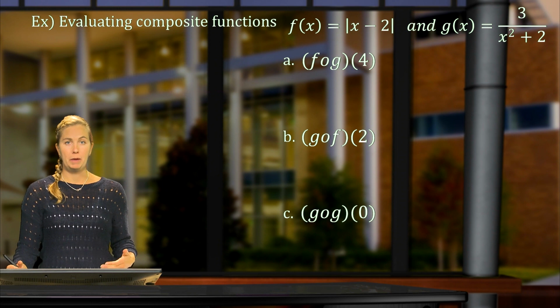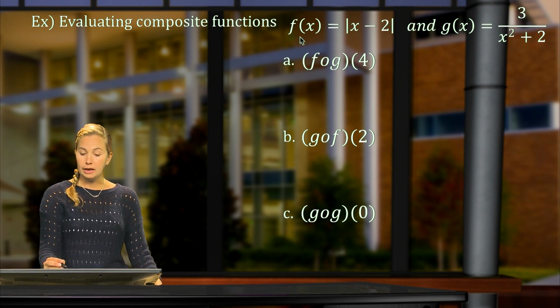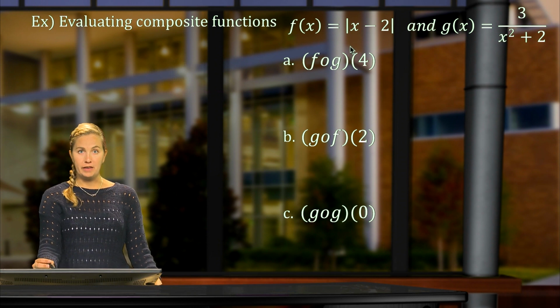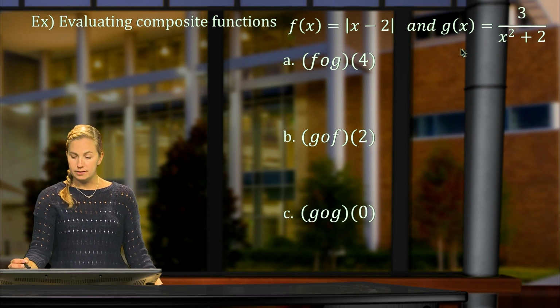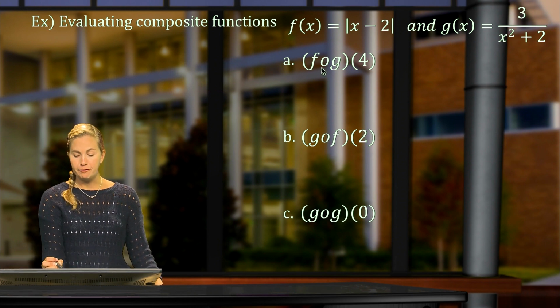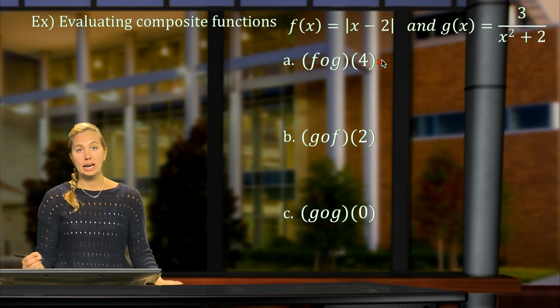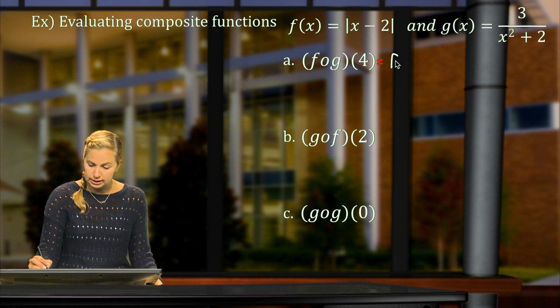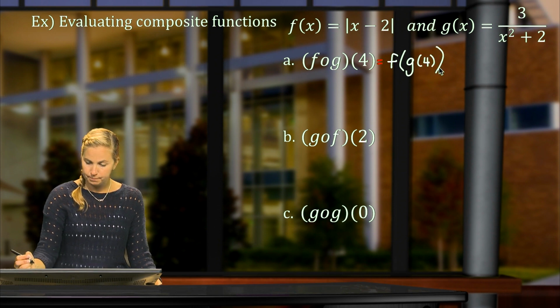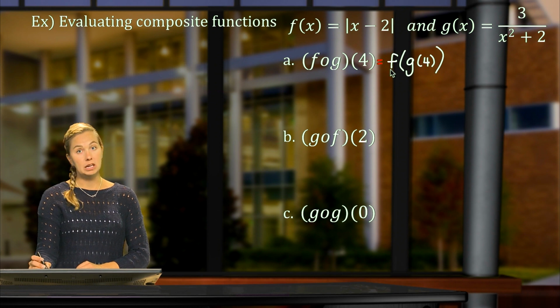Before finding the domain of a composite function, let's practice evaluating. Given f of x equals the absolute value of x minus 2, and g of x equals 3 divided by x squared plus 2, find f of g of 4. First, we're going to take this and write it using function notation. This is the same as f of g of 4.